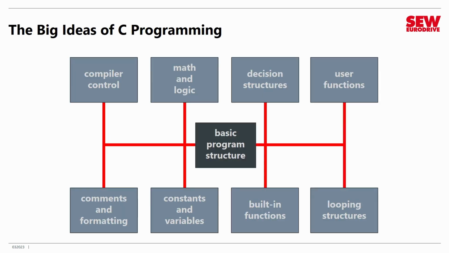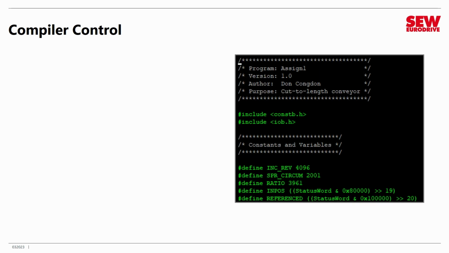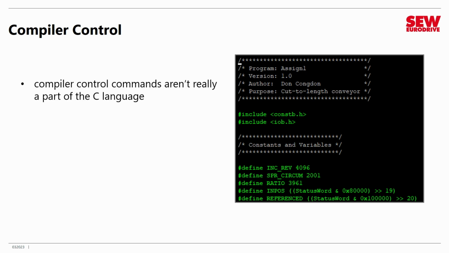All right, very good. Let's talk about compiler control. We've already talked about it a little bit. Let's talk about it some more. Now, I've pointed out already that compiler control lines come early in the code. They're really not part of the C language. They're actually just instructions to the compiler when it's doing that translation step, telling it how to behave. So they're telling it what to do as it runs.